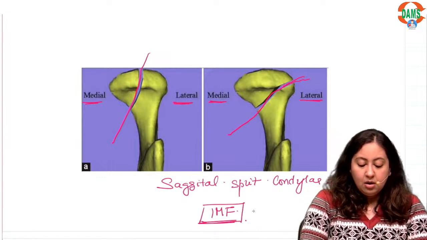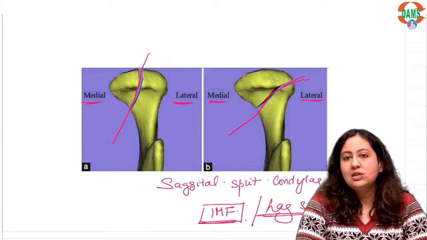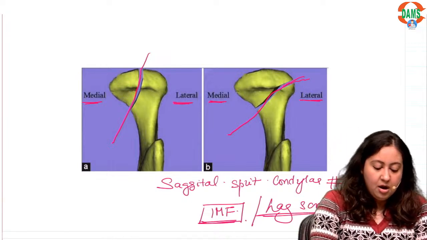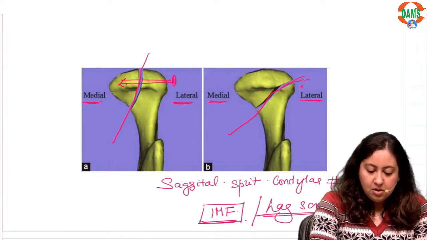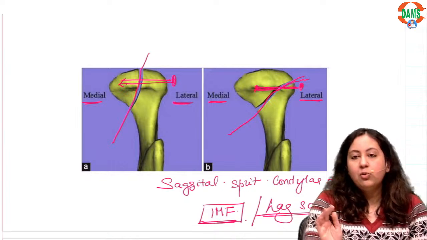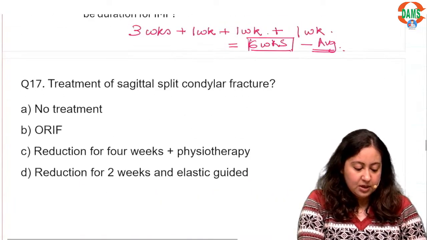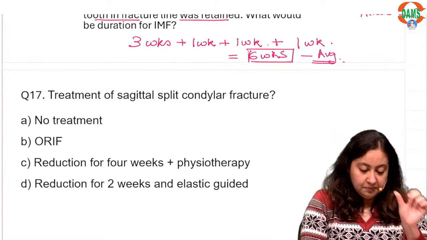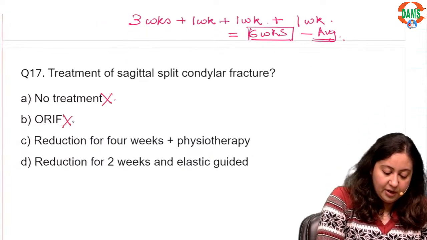Or if not this, then yes, lag screws is definitely possible. Lag screw in such cases is definitely possible. You can drill a screw from the lateral aspect, and the screw will hold. A lag screw is definitely possible, but plating is not possible. So let's go back. You rule out option A and ORIF.